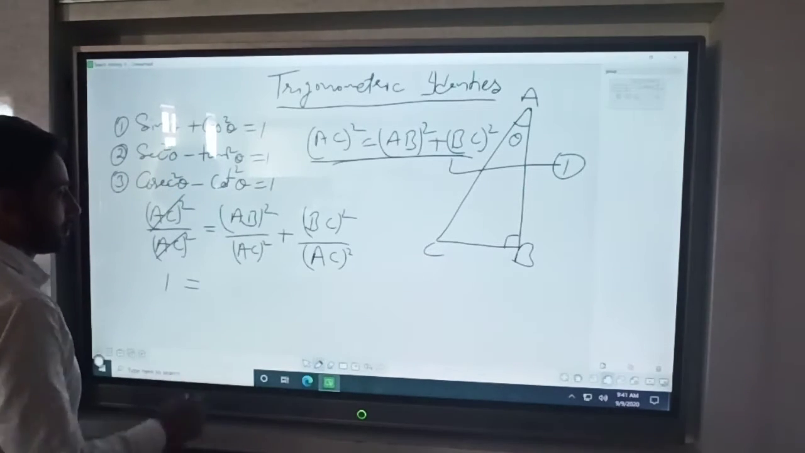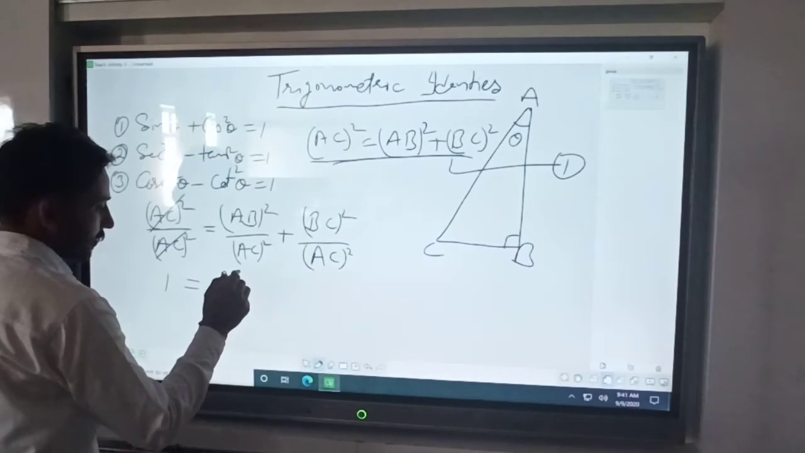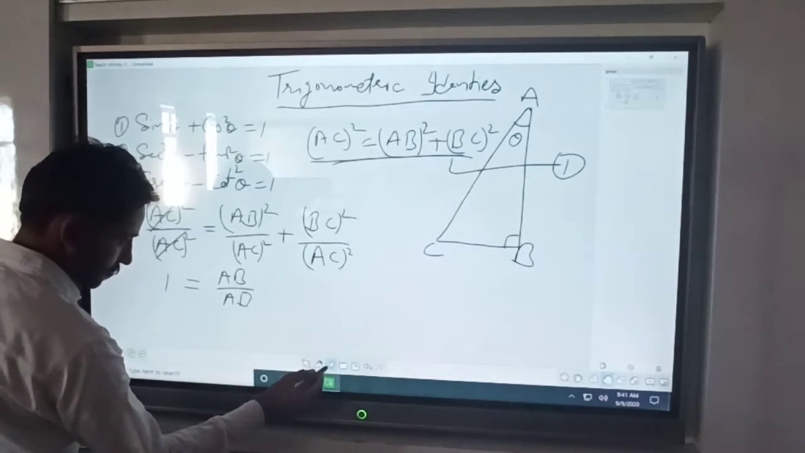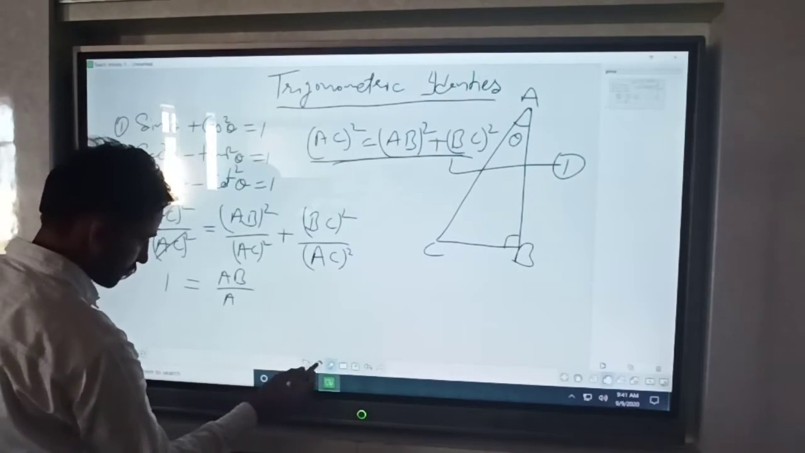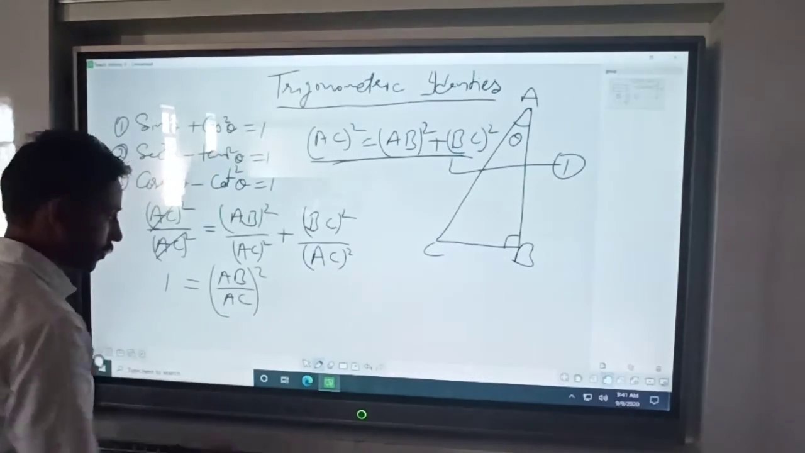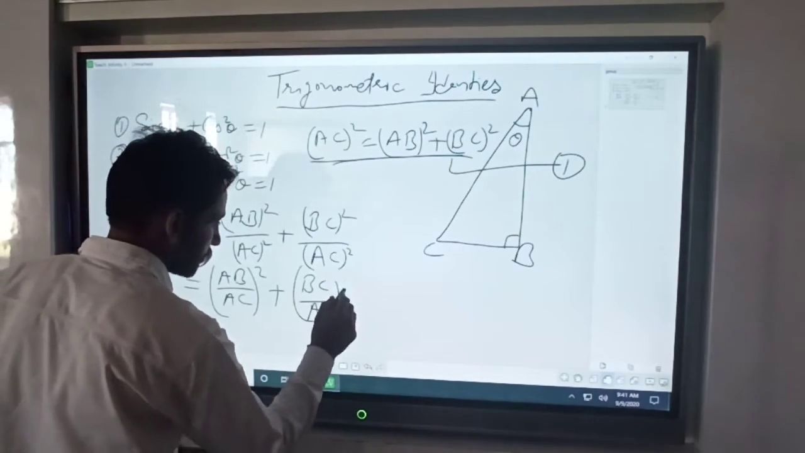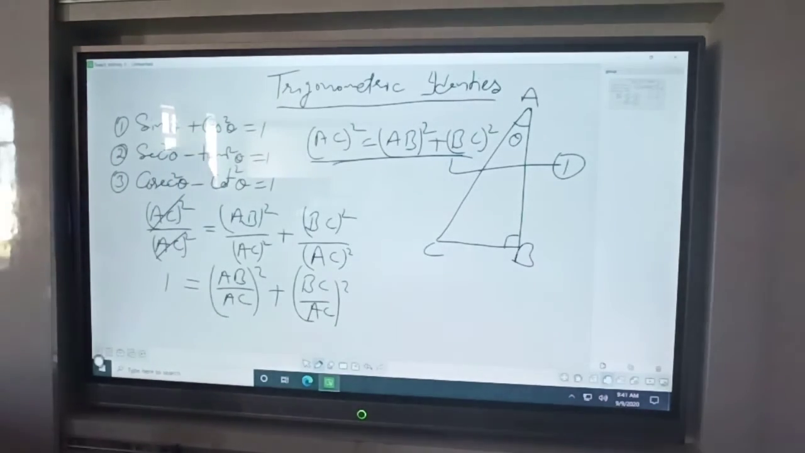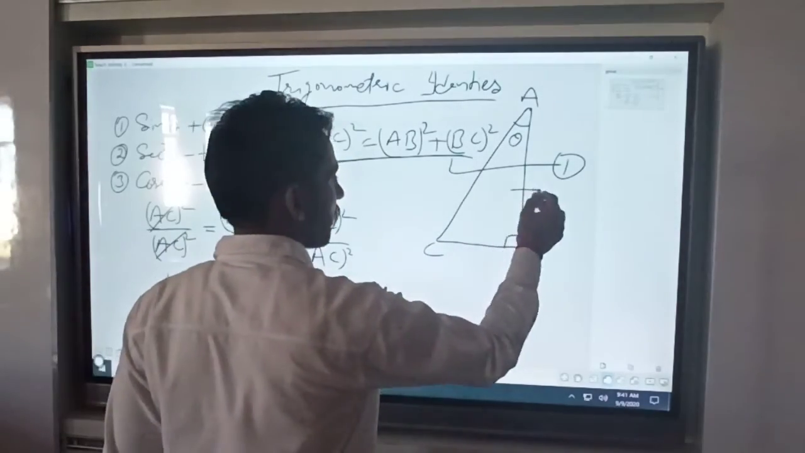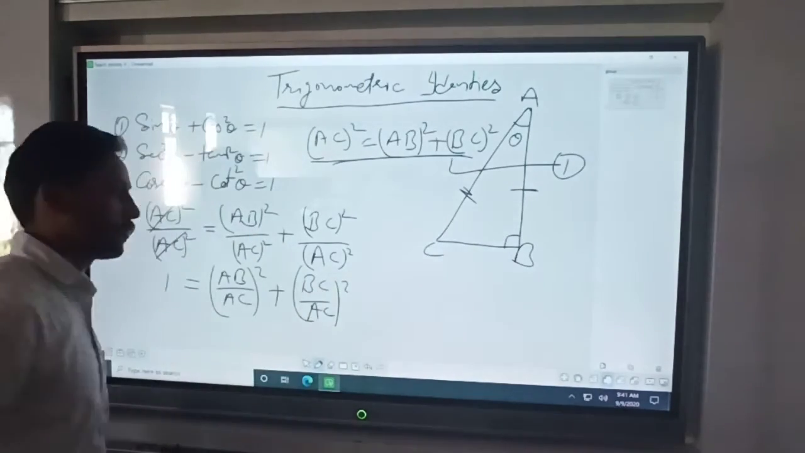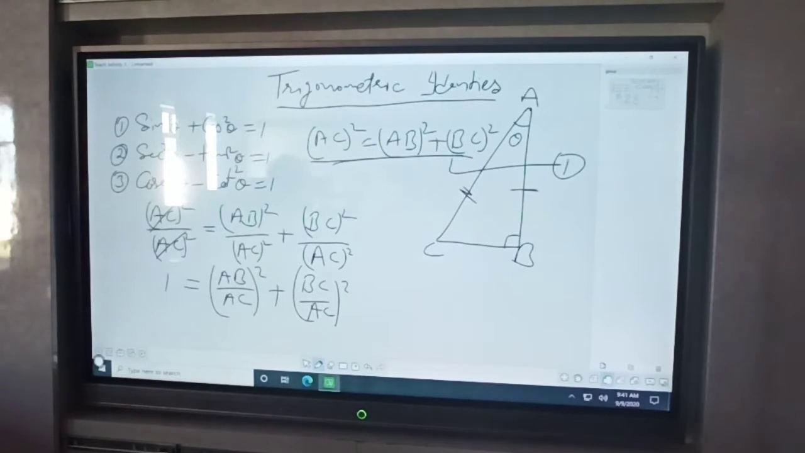Now what is this? I can write it as AB over AC whole square plus BC over AC whole square. What is AB over AC? This is our AB and this is our AC. This is the base and this is the hypotenuse. Base upon hypotenuse is cos theta.